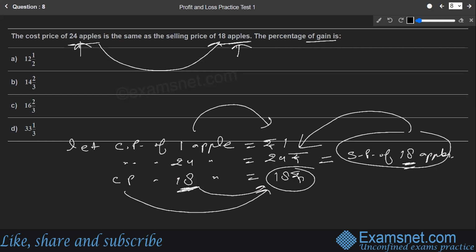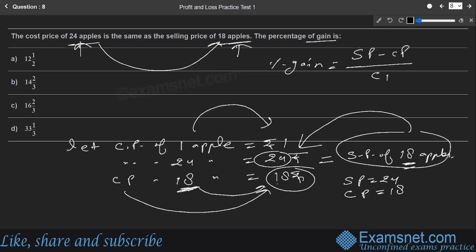For the 18 apples, the cost price becomes 18, and for the similar 18 apples, the selling price is 24. So the real selling price is 24 and the real cost price is 18. So we can find out the percentage of gain. The simple formula for percentage gain or percentage profit is nothing but selling price minus cost price divided by cost price into 100%. That is the formula.